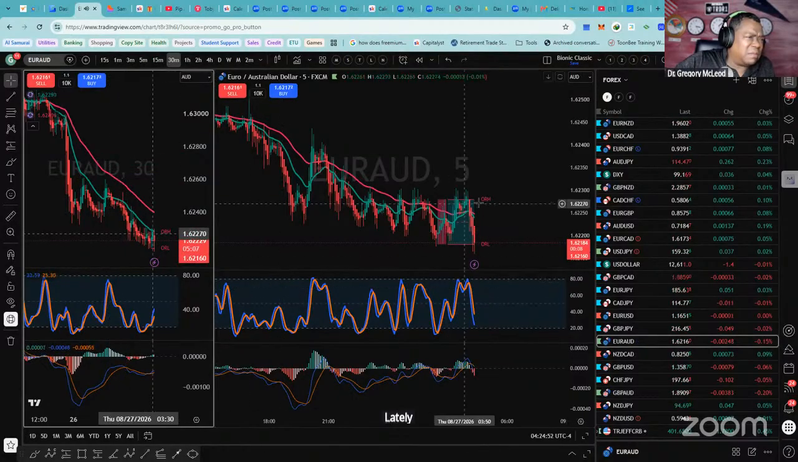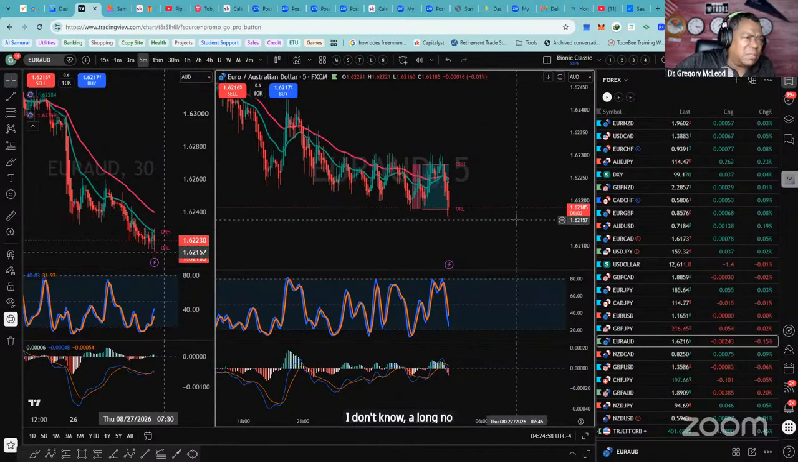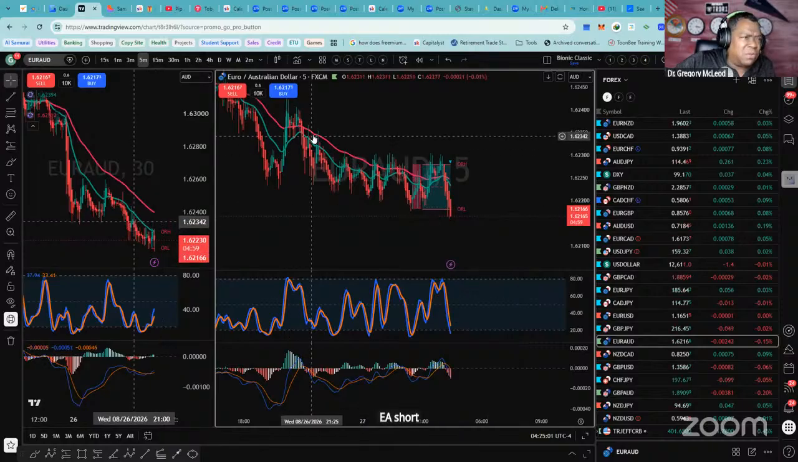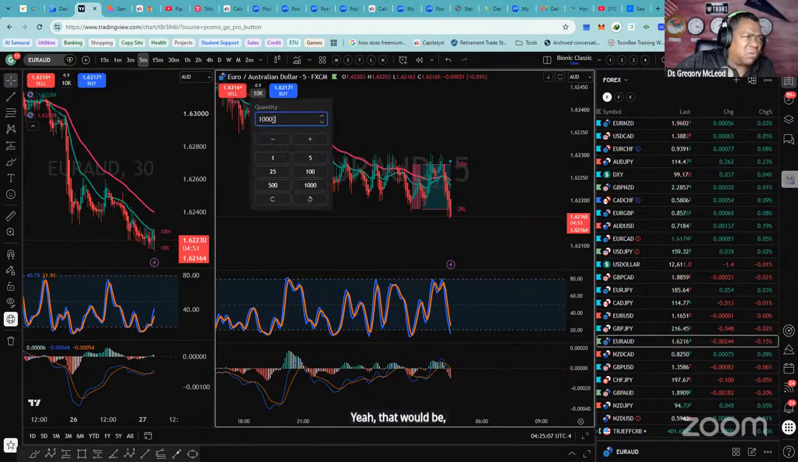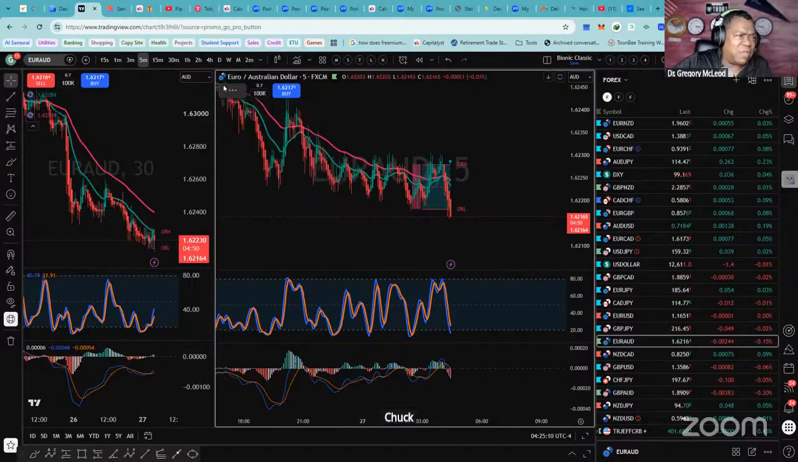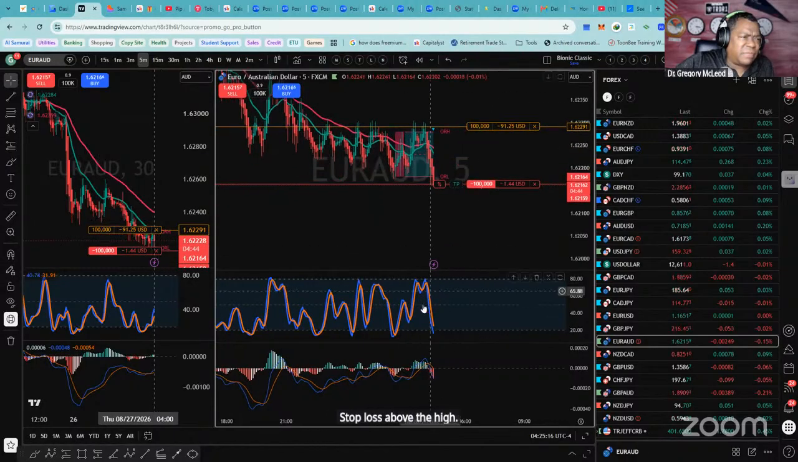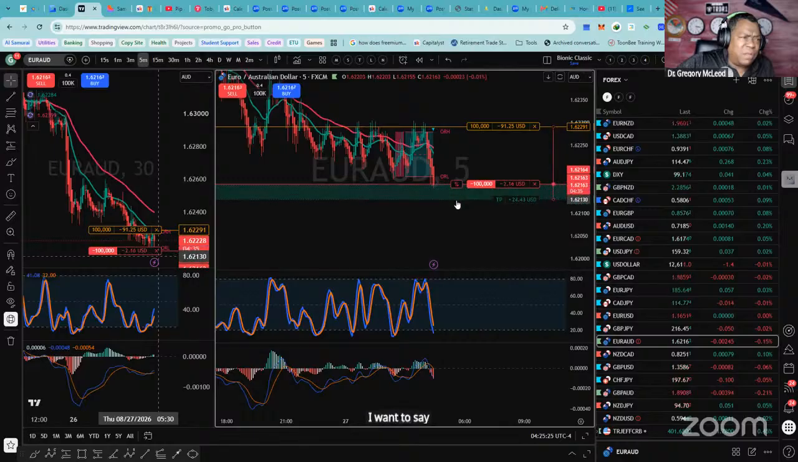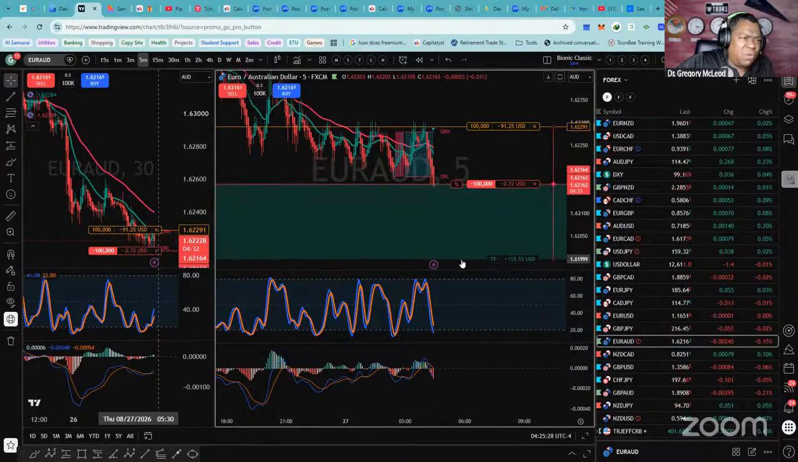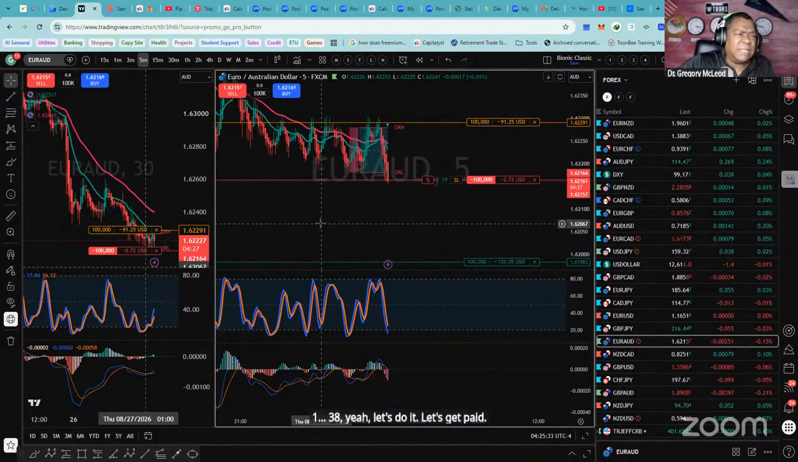Yeah, EA long, no way. EA short is, look, red above the green, MACD turning down. Yeah, that is a great trade. Chuck, thank you for sharing that. Stop loss above the high. Let's go, $91, say 130. 130, right? Yeah, let's do it. Let's get paid. Let's go.